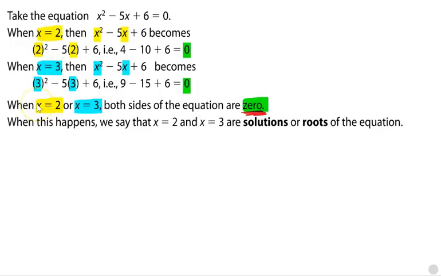So when x is equal to 2 or x is equal to 3 for this specific equation, both sides of the equation are 0. When this happens, we say that x equals 2 and x equals 3 are solutions or roots of the equation. So if you sub a value into an equation in place of x and the result is 0, then whatever number you subbed into the equation in the first place is called a solution or the root of the equation.